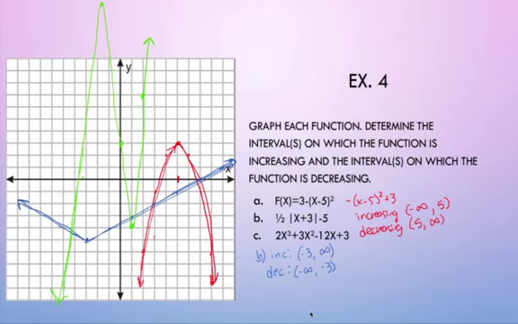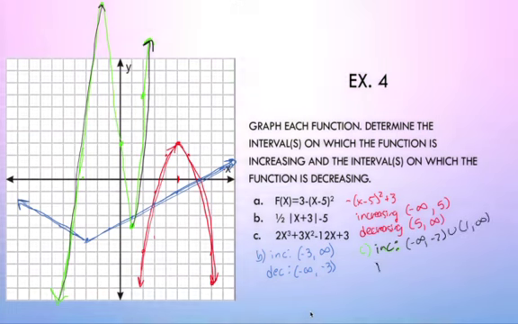Okay, so it is increasing on the interval, and you can't really see that. It is increasing on the interval from negative infinity to negative 2, and also from 1 to infinity. And it is decreasing on the interval from negative 2 to 1.